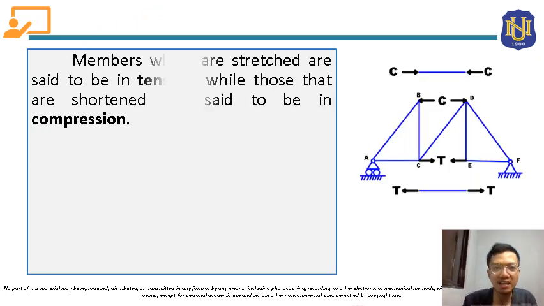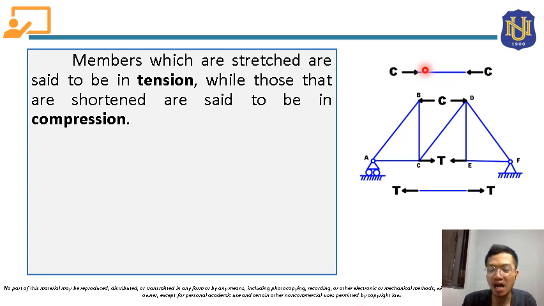For trusses, members which are stretched are said to be in tension, while those that are shortened are said to be in compression. So let's say for this truss, if we get the free body diagram of this member, this is member BD, so this will be the free body diagram of member BD.